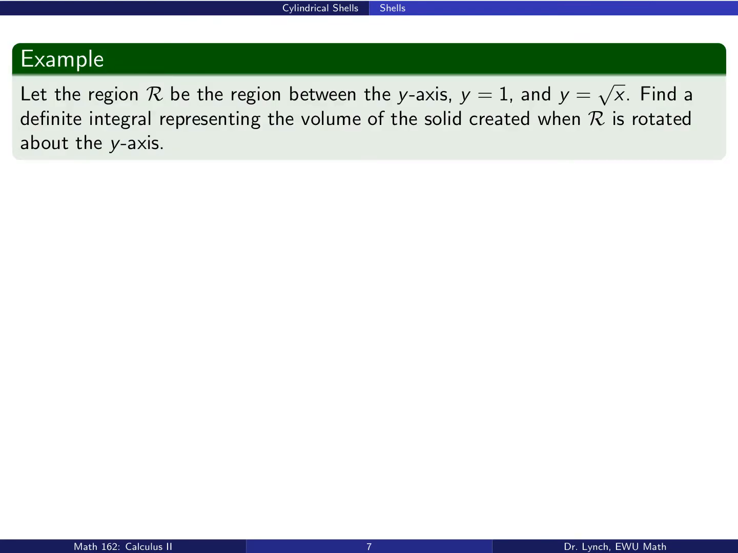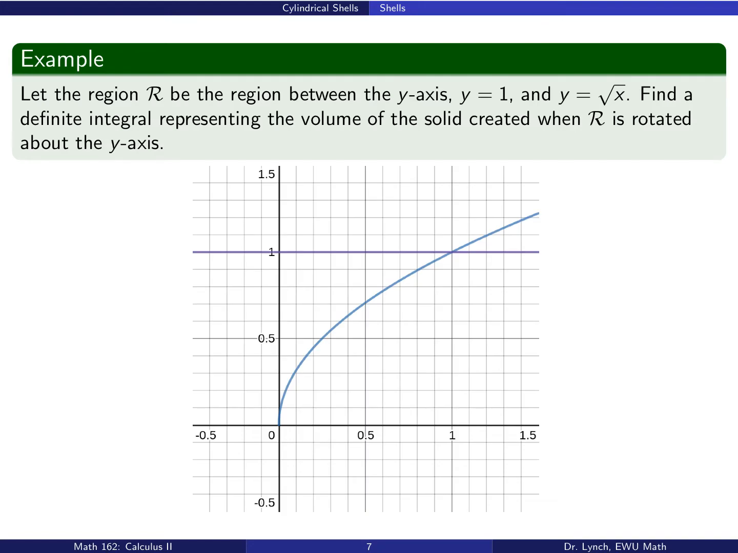So here's an example. Let's find the region R between the y-axis, y equals 1, and the square root of x. You might recognize this region from last time. Find a definite integral representing the volume of the solid created when R is rotated about the y-axis. Okay, so here are our curves. Again, the region in question is the region here between the square root, the line y equals 1, and the y-axis. Rotate that around the y-axis to obtain a solid.